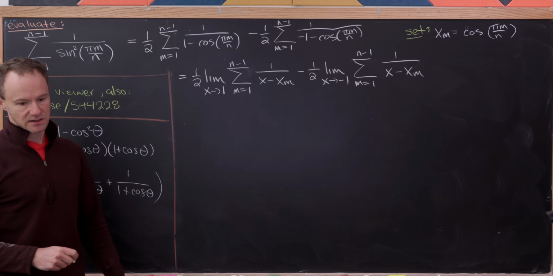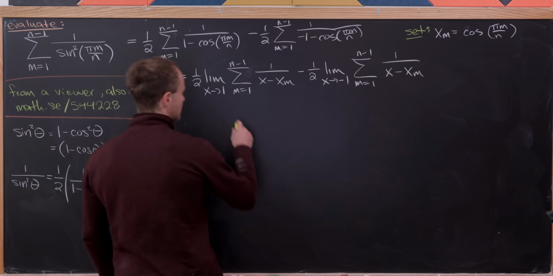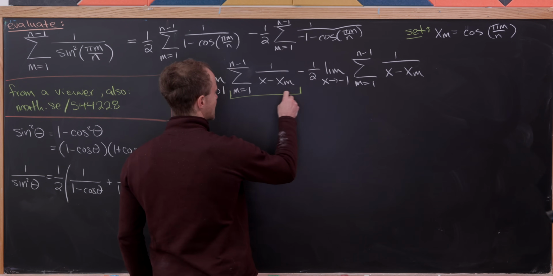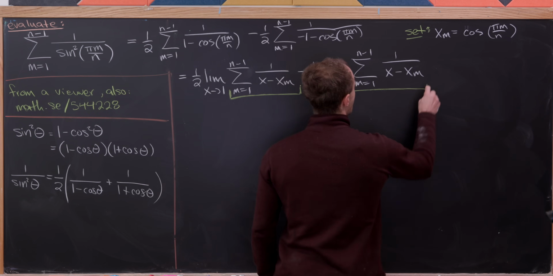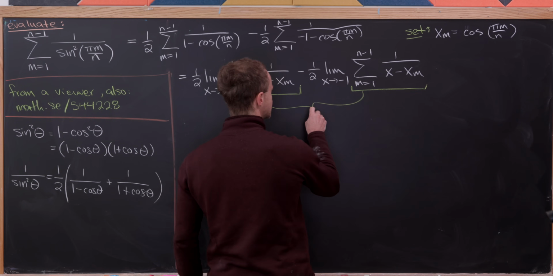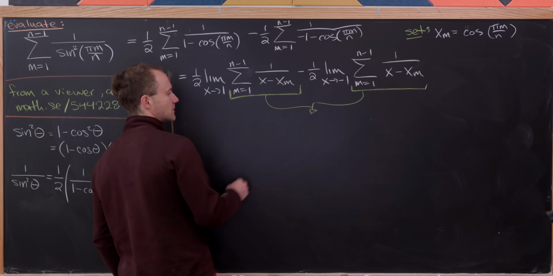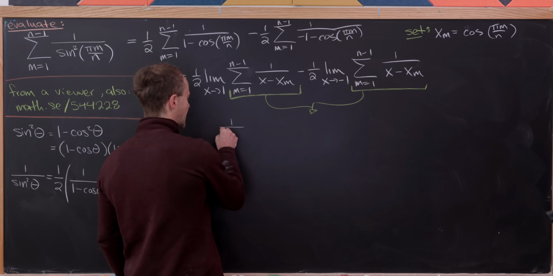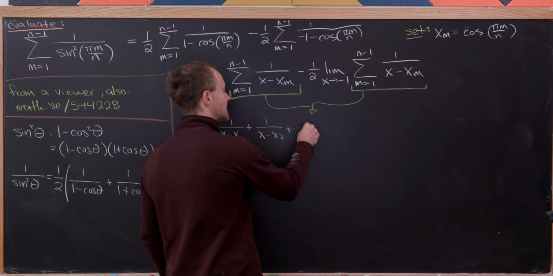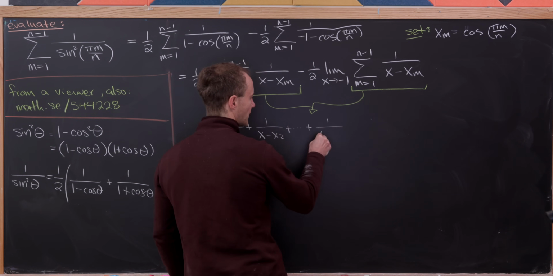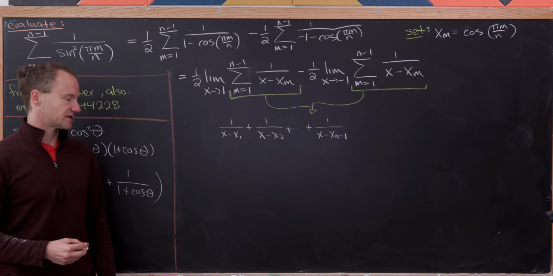Okay, nice. But now I'm going to look at one of these sums. Really, looking at one of them is the same as looking at both of them if we do it prior to taking the limit. And I'm going to notice that we can write these using an interesting trick. Let's first expand this out. This is going to be 1 over x minus x1 plus 1 over x minus x2 plus dot dot dot up to 1 over x minus x sub n minus 1, given that that's the top part of our sum.